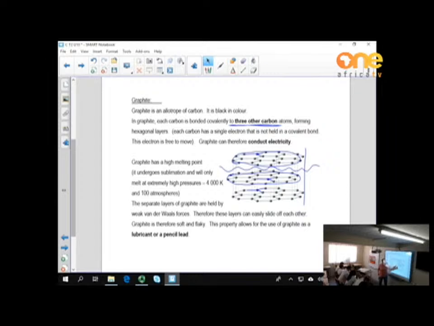So we use graphite as a lubricant. All right, so it's flat sheets that can slide off each other. Yes, that's why when you rub it, it's slippery. That's why when you write with your pencil lead, a layer rubs off and is left on your book, and it's just from the force of the friction between your books.